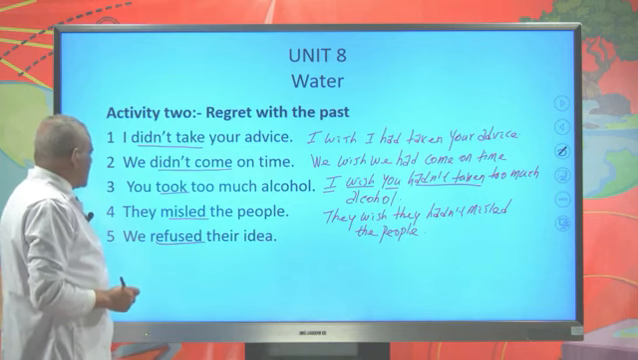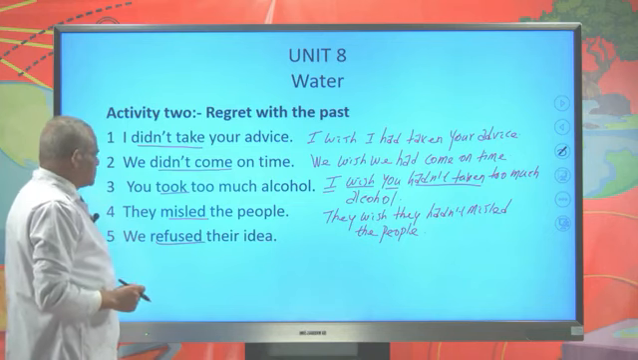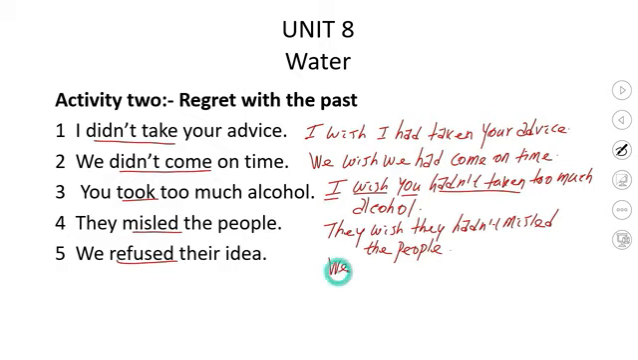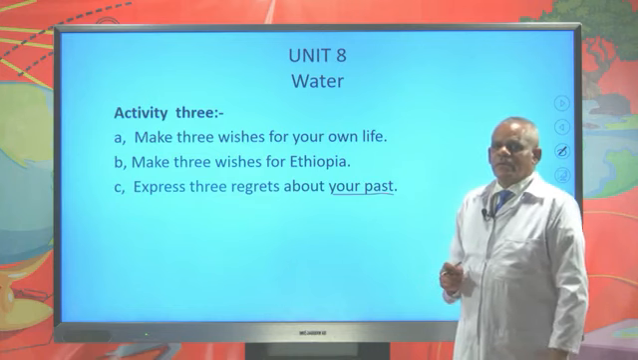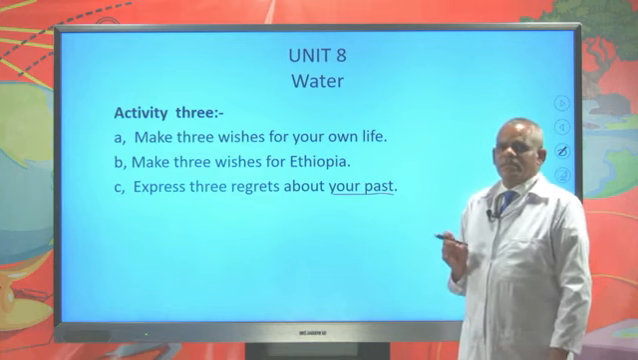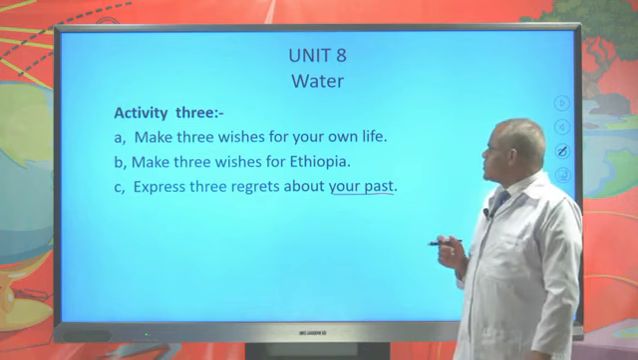Similarly, we refused their idea. The same is true. So, we wished we hadn't refused their idea. That's an interesting one. Good. Let me give you some sample examples for each activity. Make 3 wishes for your own life.